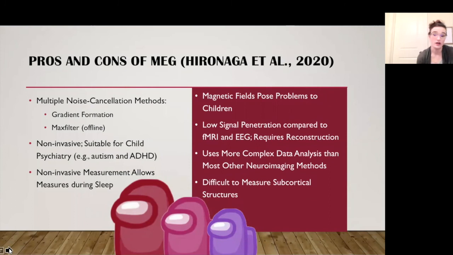Then it uses more complex data analysis than most other neuroimaging methods, in part due to that image reconstruction, with other neuroimaging methods normally just needing motion correction rather than a reconstruction entirely. And finally, as of right now, it is difficult to measure subcortical structures, but researchers are working to remedy that.